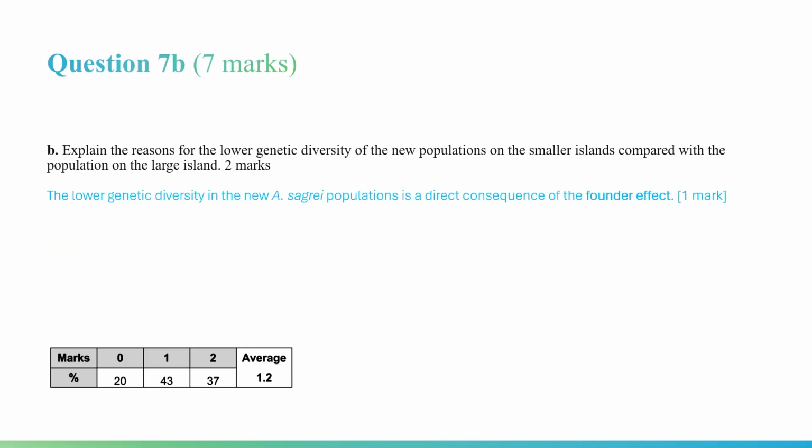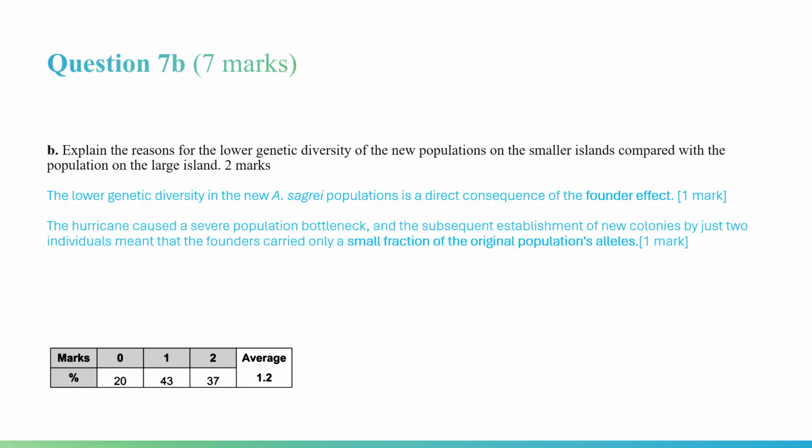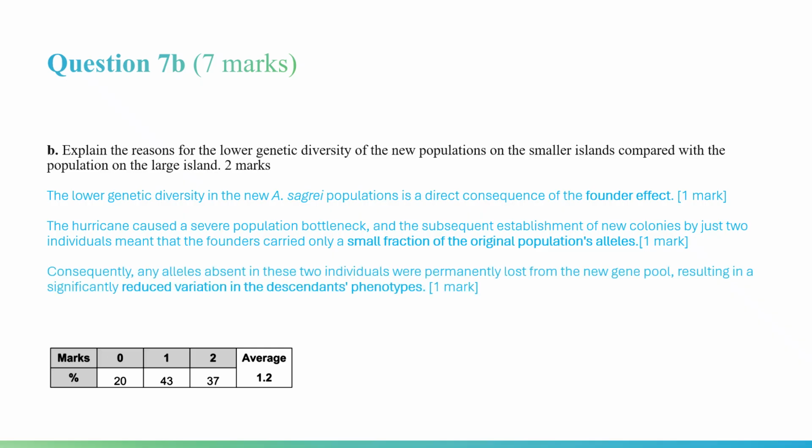The lower genetic diversity in the new A. sagrei populations is a direct consequence of the founder effect. The hurricane caused a severe population bottleneck, and the subsequent establishment of new colonies by just 2 individuals meant that the founders carried only a small fraction of the original population's alleles. Consequently, any alleles absent in these 2 individuals were permanently lost from the new gene pool, resulting in a significantly reduced variation in the descendants' phenotypes.